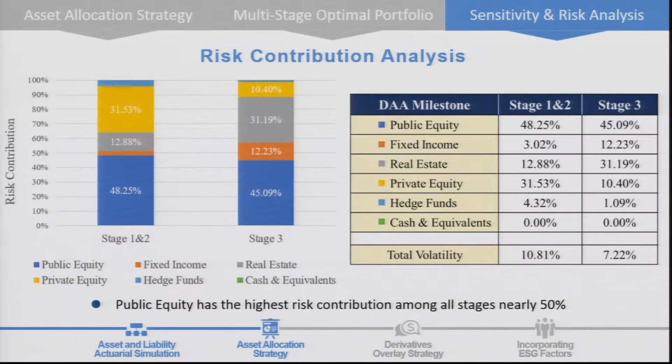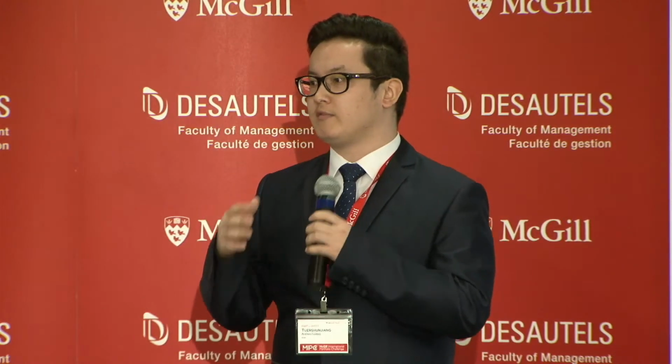And for risk contribution, even though the total volatility decreased a lot in stage 3, you can see from the chart that public equity still contributes nearly 50% of the total risk, which is why our derivative strategy will majorly focus on hedging the downside risk of the equity markets. So next, welcome Harry for the derivative part.